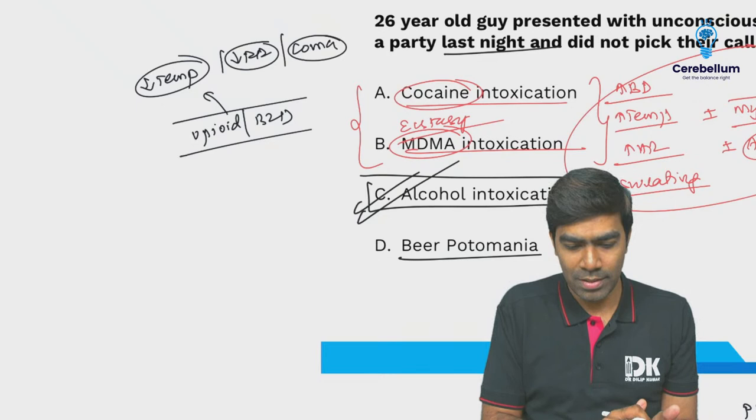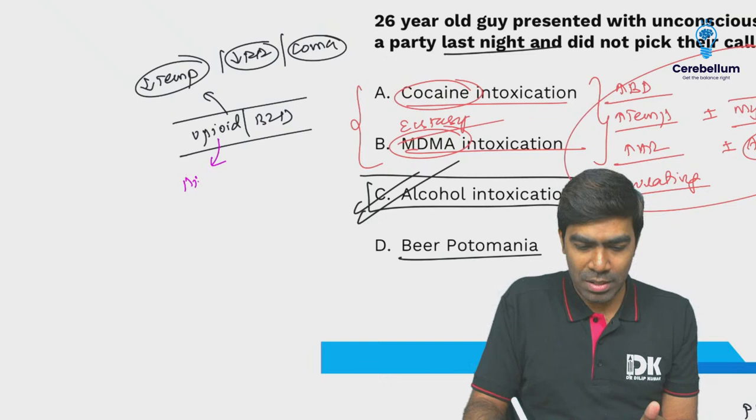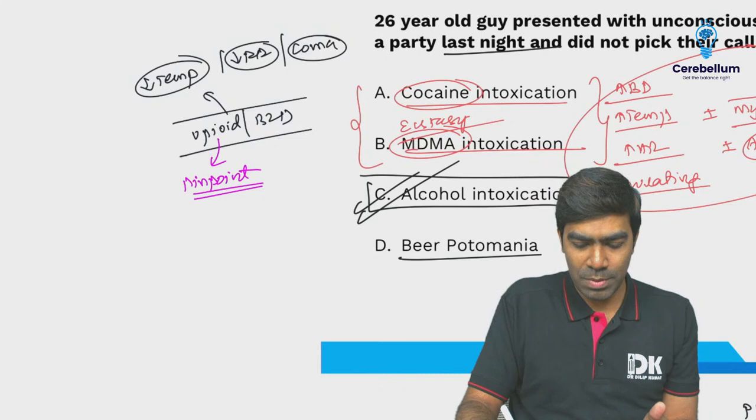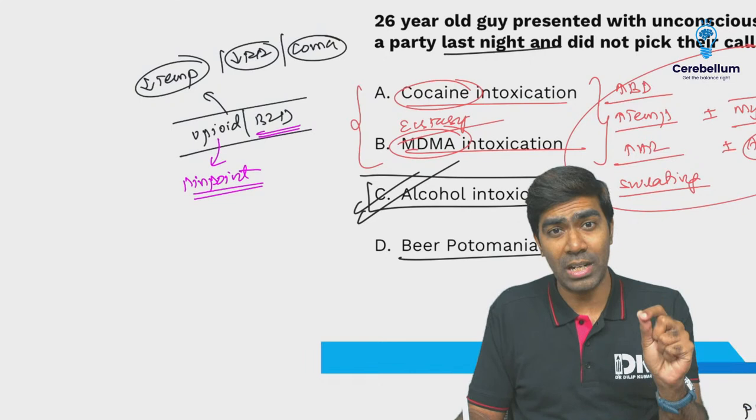Okay, but remember, opioid patients will have pinpoint pupils, whereas benzodiazepine patients will have normal to even dilated pupils. But opioid poisoning patients will have pinpoint pupils. That's going to be the key.